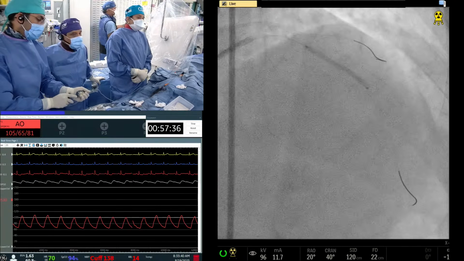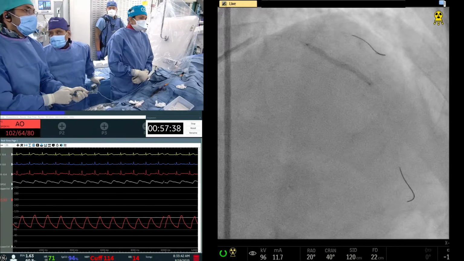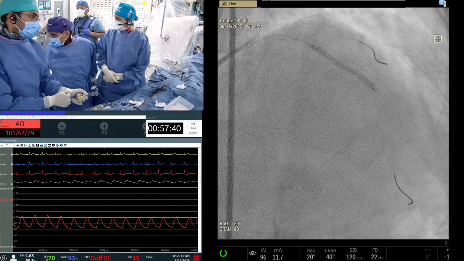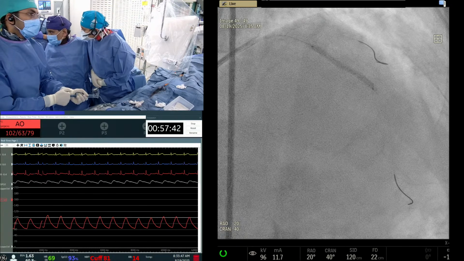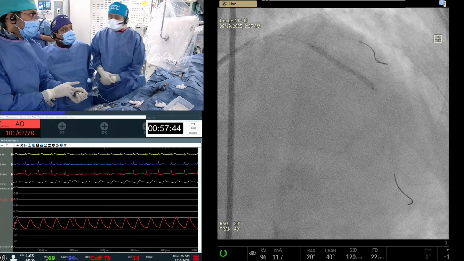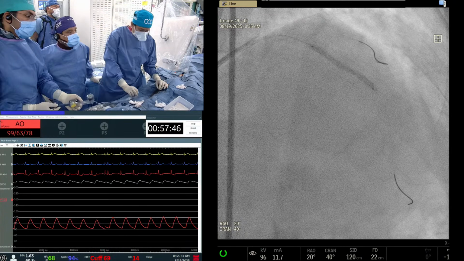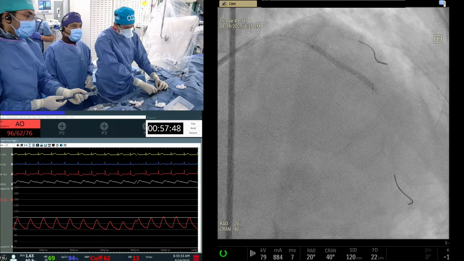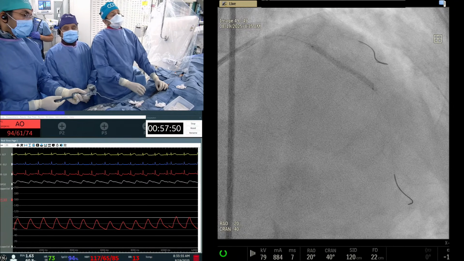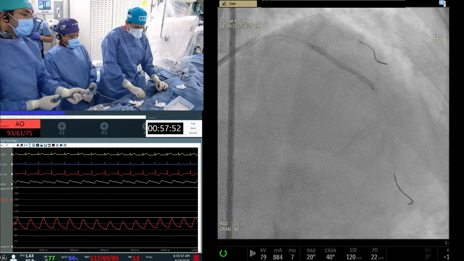Now, do you have a 2.25? Yep. What length do you have? 2.25 by 18. And then down we need a 3.0. Proximally was 3.0. 3.0 by 20 or 18? We have 3.0 by 18. Yep.